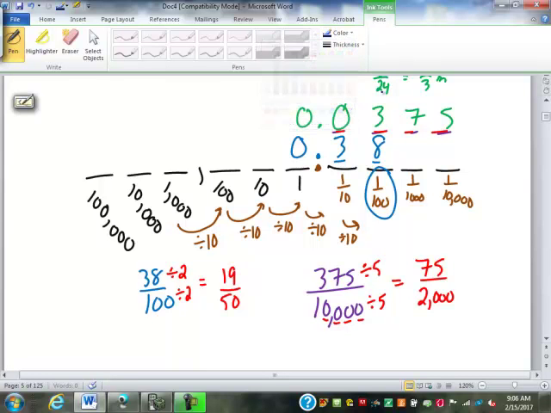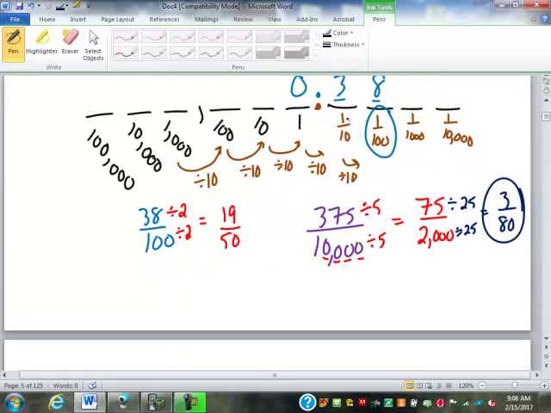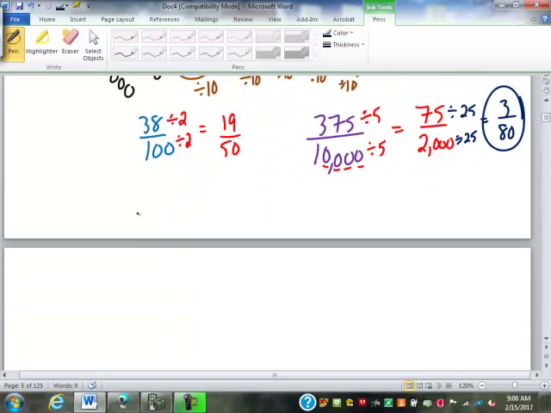And they can still be divided by 25. 75 divided by 25 is 3. 2,000 divided by 25 is 80. So 3/80ths. I guess we could have done 25 at the start. Or you could have done 125 at the start even. Yep, that would have done it. Either way. Depends on how many steps you want to do. Yeah, pretty much.